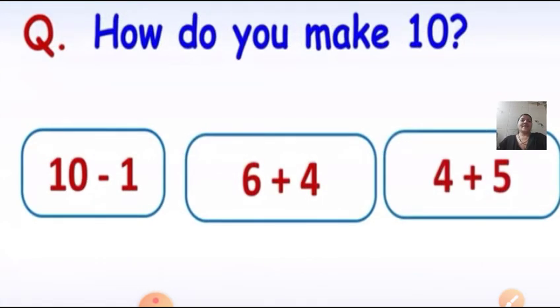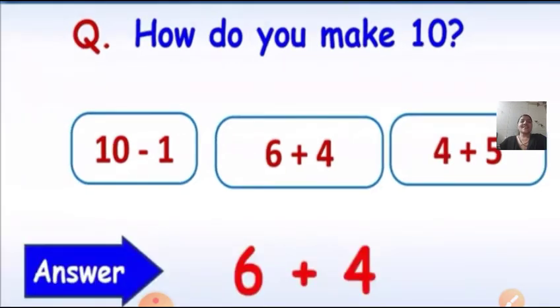How do you make 10? Now children, we have learnt addition. So if you see the given sums, 10 minus 1 equals 9. 6 plus 4 equals 10. And 4 plus 5 equals 9. So what is the correct answer? Yes, the correct answer is 6 plus 4. If you count forward, after 6, yes, 4, then the answer will be 10.